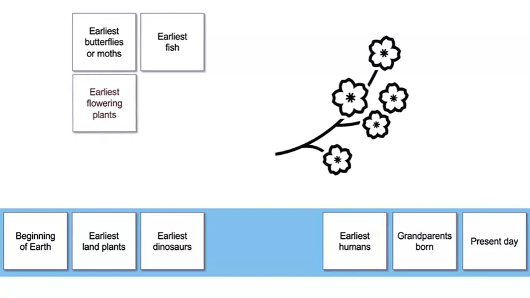I think that the earliest flowering plants would have come after the earliest land plants on the timeline. And I know dinosaurs were around a really long time ago. So I'll put earliest flowering plants between the earliest dinosaurs and the earliest humans.